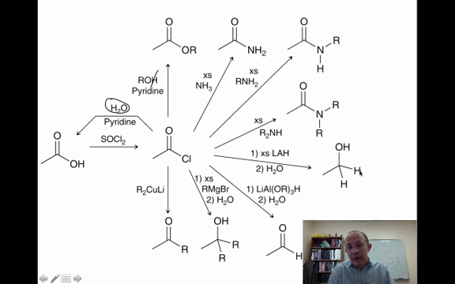Lithium aluminum hydride is a nucleophilic source of hydrogen, so we get primary alcohols. If we increase the steric bulk of our lithium aluminum hydride, we can stop at the aldehyde stage. If we use a Grignard reagent, it's going to add twice, two carbon nucleophiles, to give us a tertiary alcohol. If we reduce the nucleophilicity of our Grignard reagent by using copper instead of magnesium, we can stop at the ketone stage. There's a lot of reactions of acid chlorides, so you should make note cards for all of these to keep them straight.